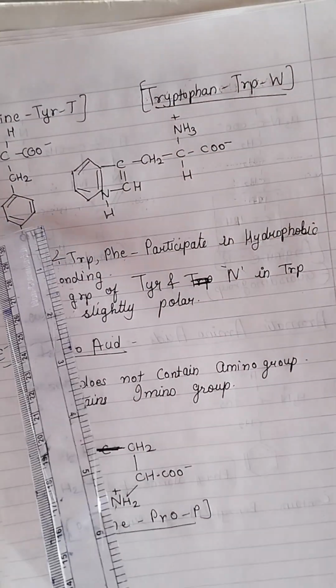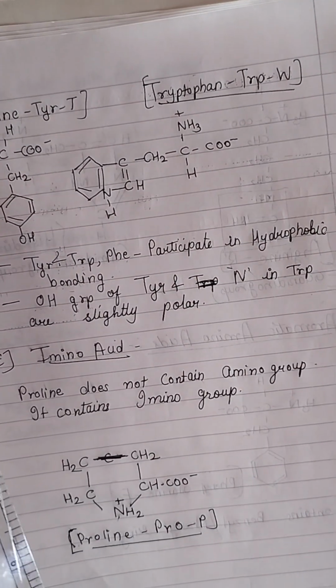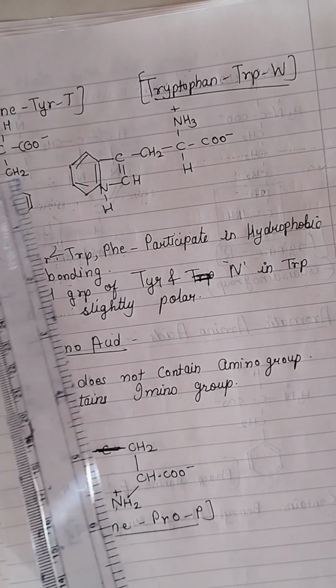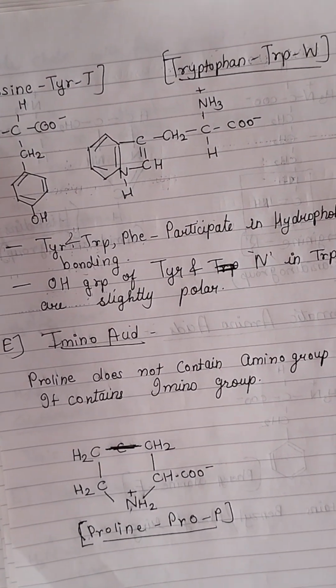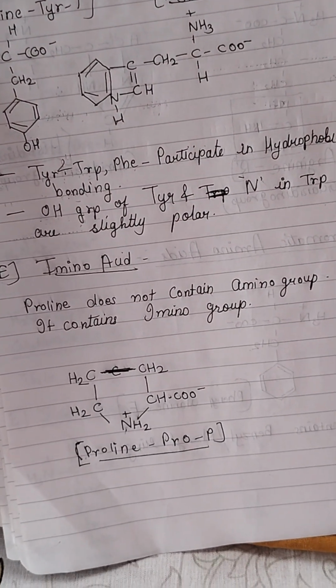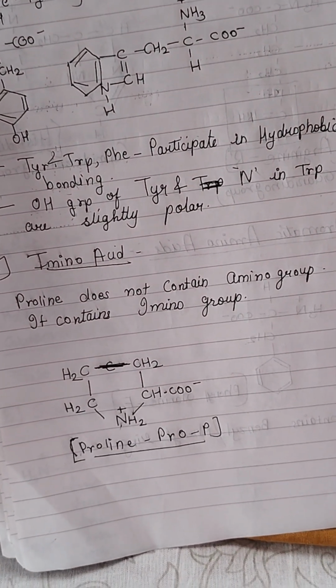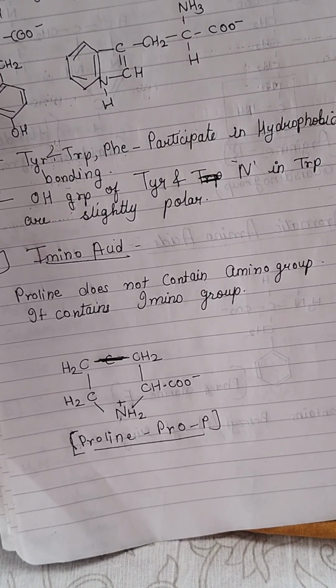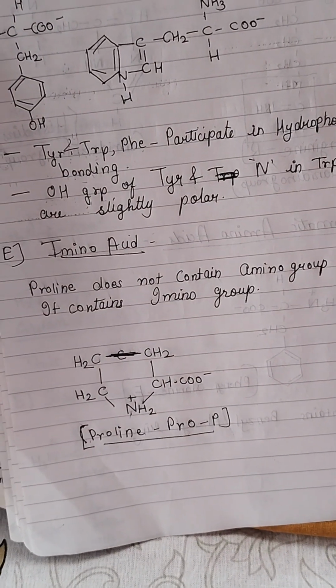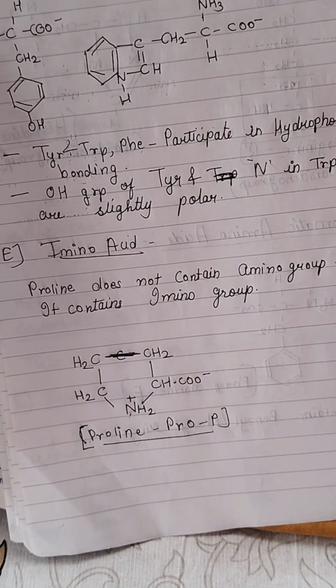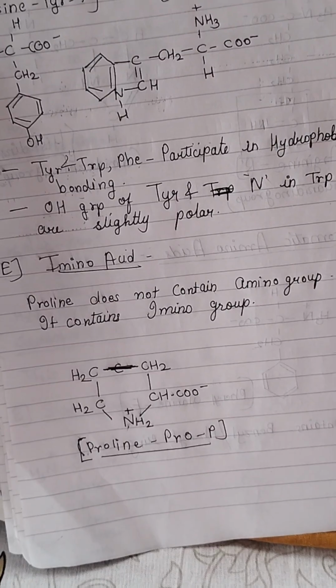Tyrosine, tryptophan and phenylalanine participate in hydrophobic bonding, and the hydroxyl group of tyrosine and the nitrogen in tryptophan are slightly polar in nature. Next we'll see the imino acid group. Proline does not contain an amino group NH3 or NH2, it contains an imino group.